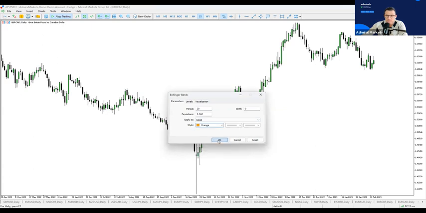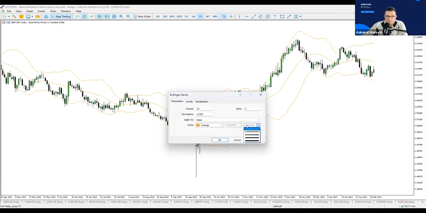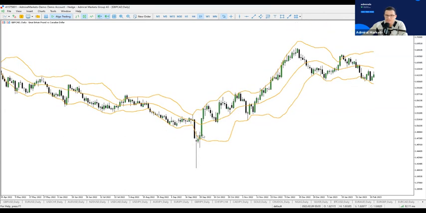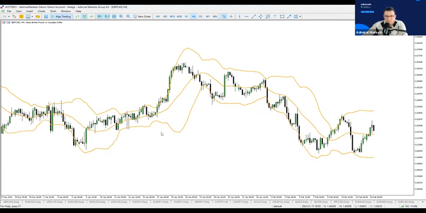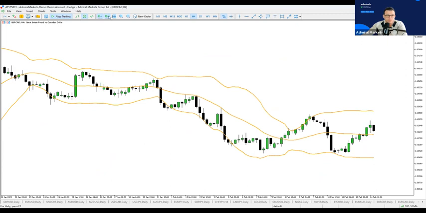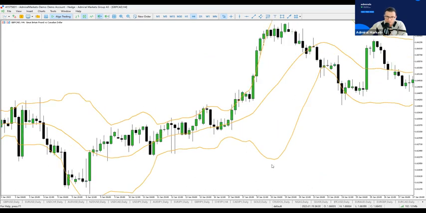I'll put this color. Maybe it's not going to be very visible to everyone, so let's make it a bit brighter. Okay, so here are the Bollinger Bands. Let's go to the 4-hour chart so we can see more signals. Now, let's take, for example, this breakout. So we have this breakout here.